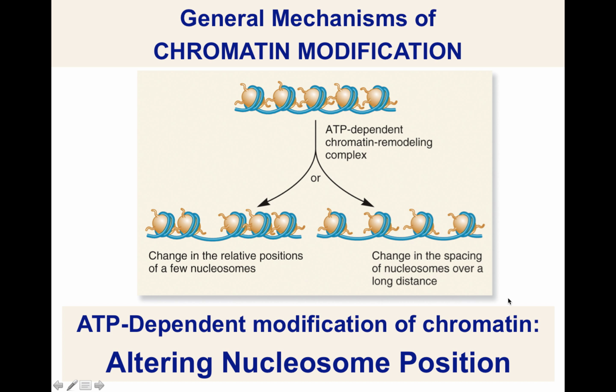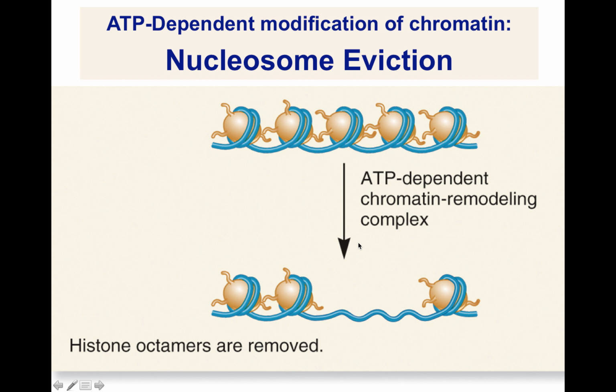So let's look at some of the types of modifications that can happen to chromatin. One of the things is that you can alter nucleosome position. Here you have some tightly packed nucleosomes and some other tightly packed nucleosomes. Well, you can push them aside or just have fewer nucleosomes per length of DNA. Another type of modification is to completely evict a nucleosome. The histone octamers are totally removed and you have this open region of the DNA.